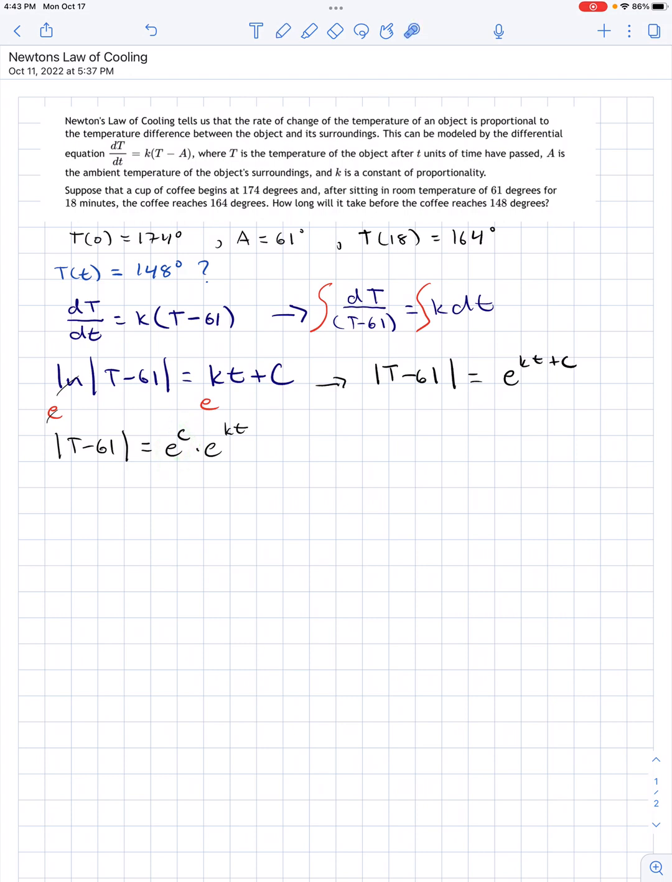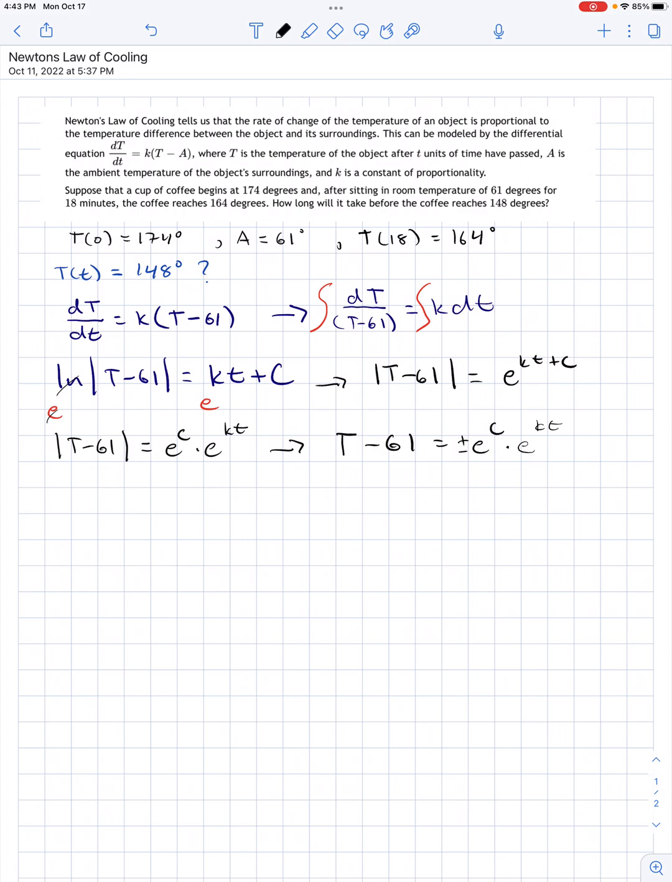And this is just some constant. And actually, before that, the absolute value is really just equal to plus or minus, right? Because you could have the inside of the absolute value being positive or the inside being negative. So we can rewrite this as T minus 61 being equal to plus or minus e to the c times e to the kt. And what I'm going to do is, because it doesn't matter what it is, it's just one big constant, right? So we can just write it as some constant.